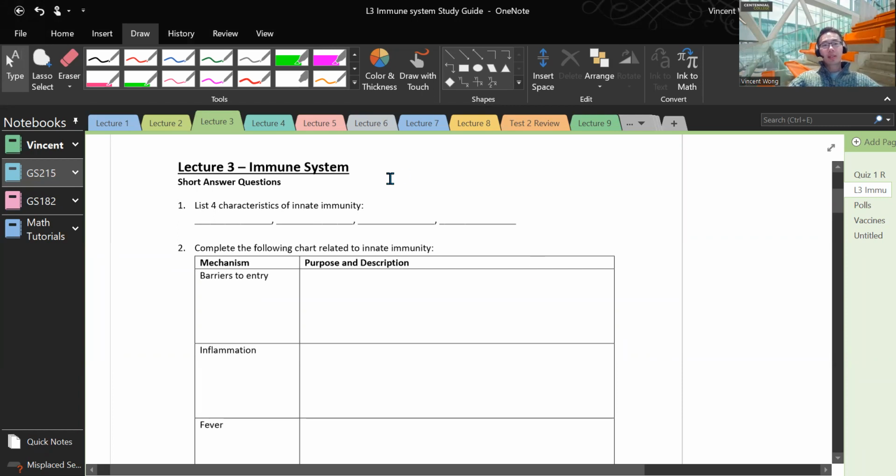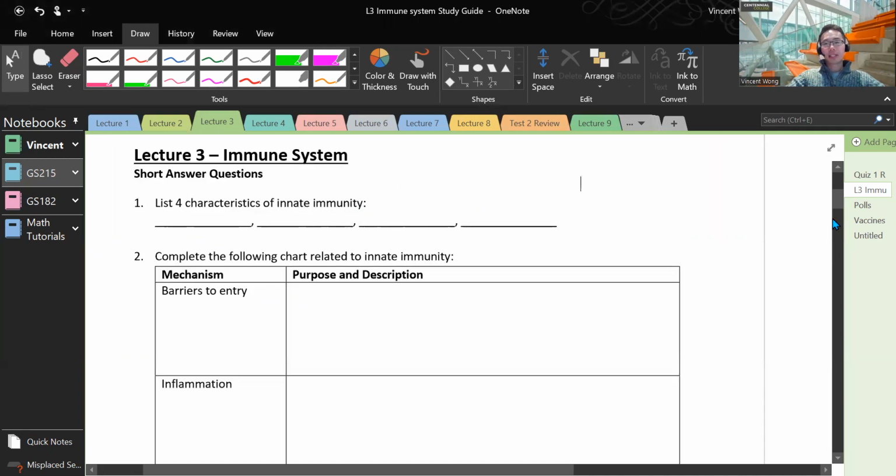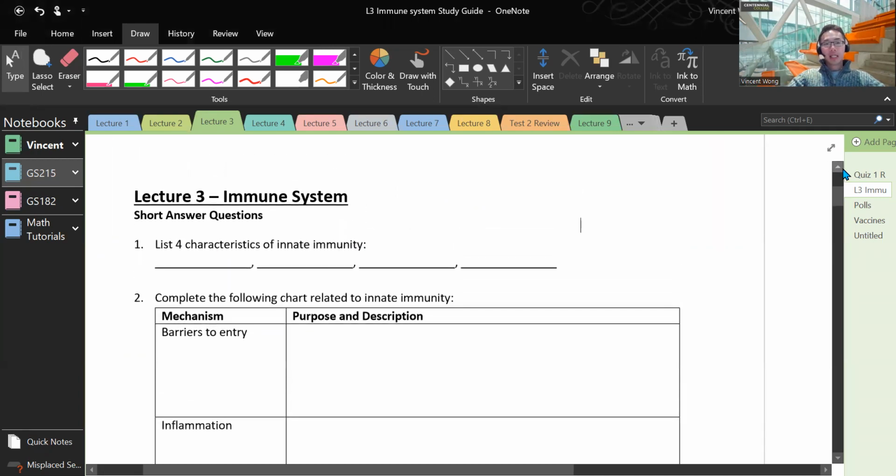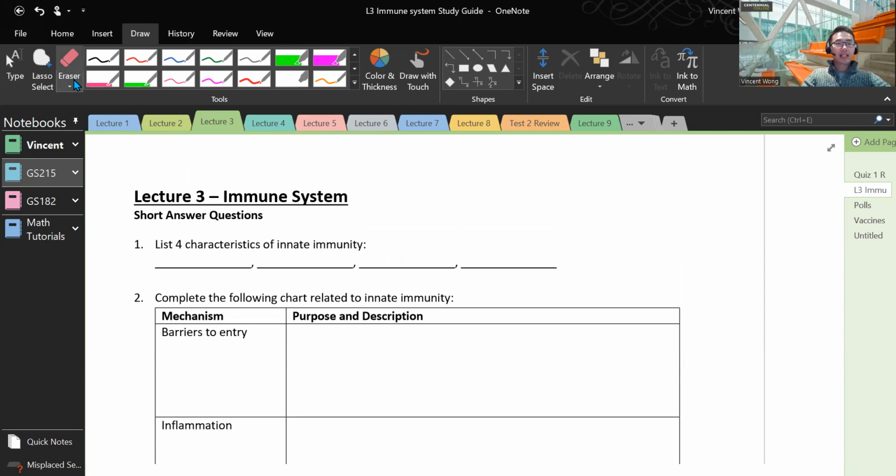This week, we're going to be learning about the immune system, and there are a lot of moving parts involved in the immune system. So hopefully, I can try to help you make sense of it all. As usual, if you have any questions, please do not hesitate to ask. First one, list 4 characteristics of innate immunity.